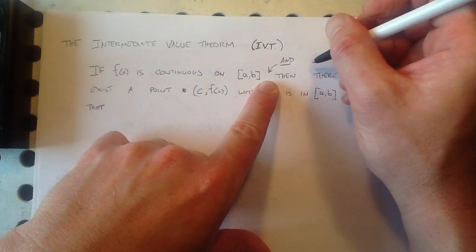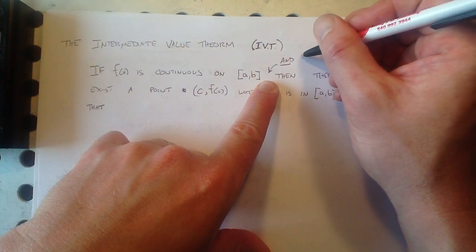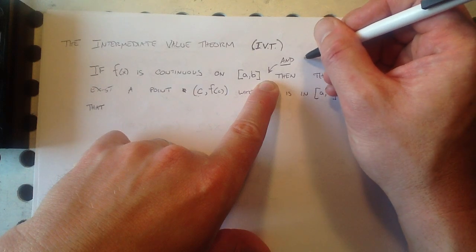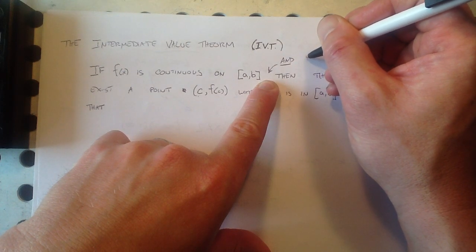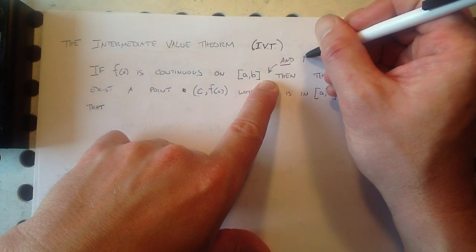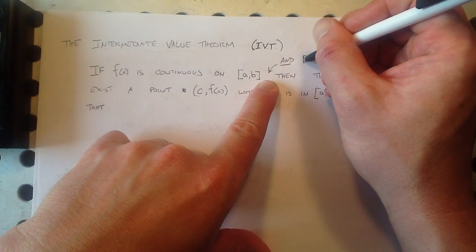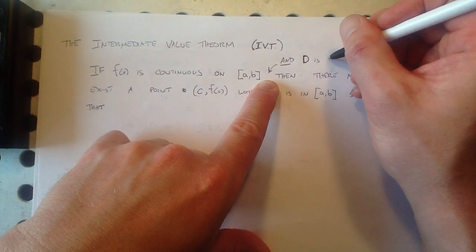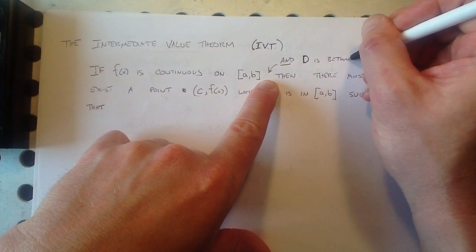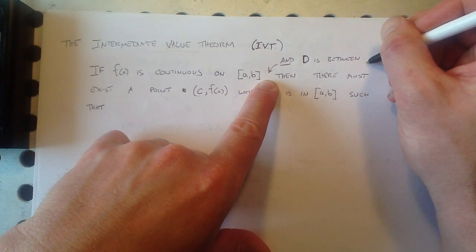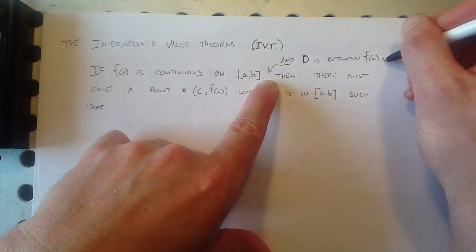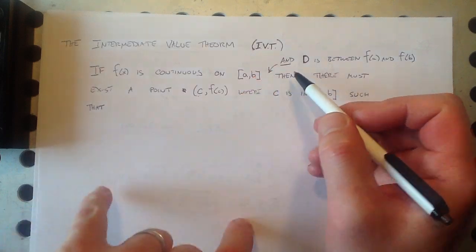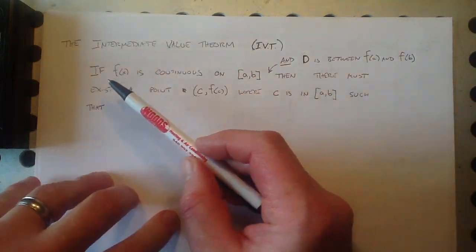And let's call some value, what shall we call it? How about, let's call it d, right? Some number d is between f of a and f of b. All right, so sorry about that being out of order, so let's start from here again, read through.